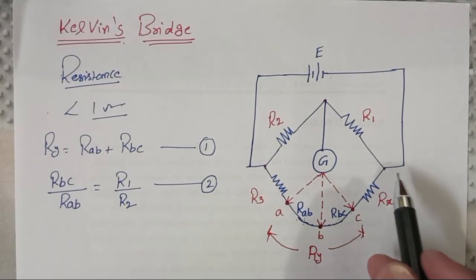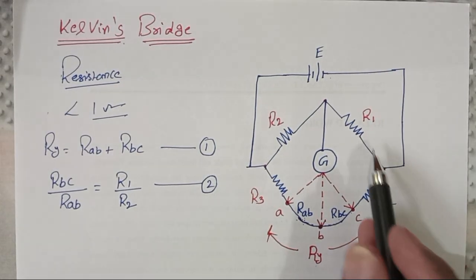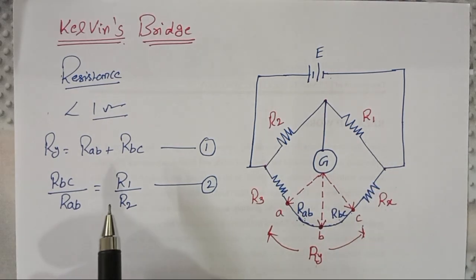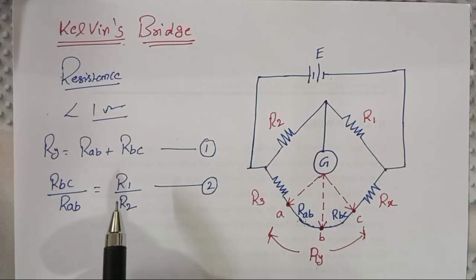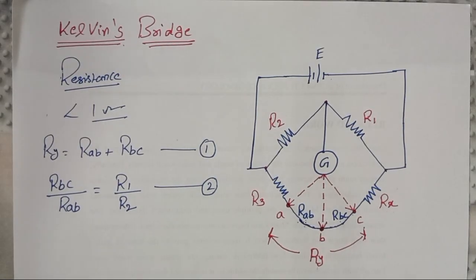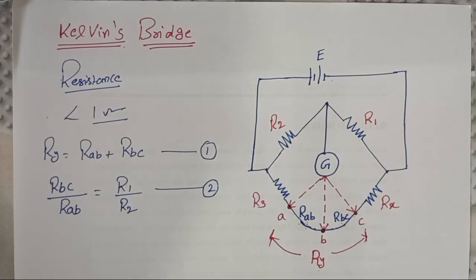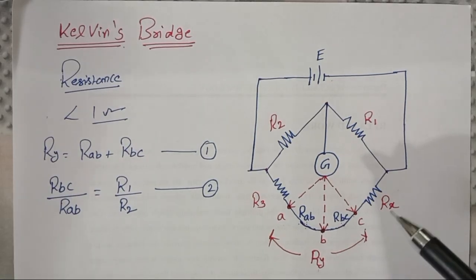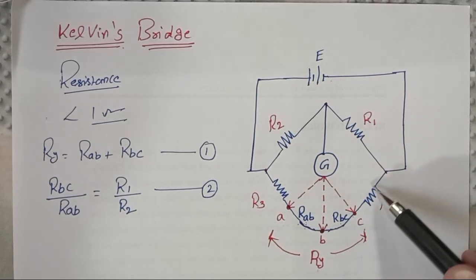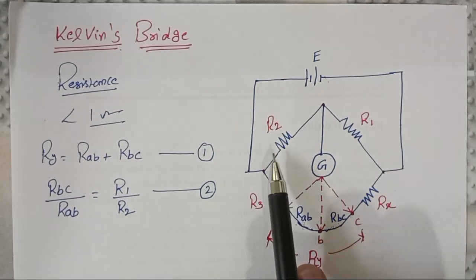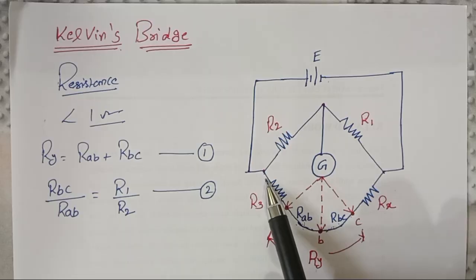And now look here. I am applying the balancing condition for this bridge. In our previous discussions, we have evaluated the balancing condition. That means simply the product of opposite resistances is equal to the product of another two opposite resistances. So look here, this is one set. It is opposite to this one, and it is another set.